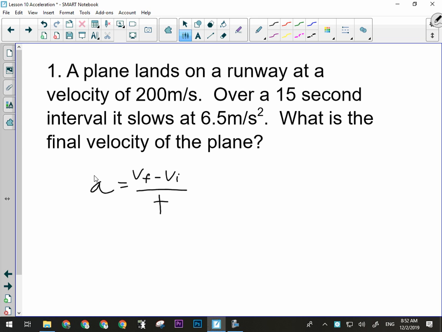All right, I would like you guys to try question number 1 about a plane landing on a runway at a velocity of 200 meters per second. Over a 15-second interval, it slows at 6.5 meters per second squared. What is the final velocity of the plane? This question is designed to help you become aware that context in a question is important.